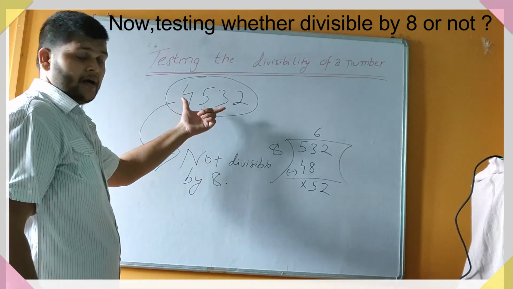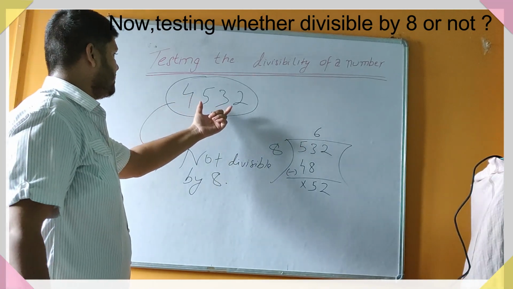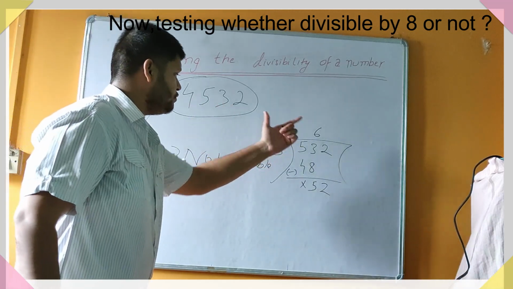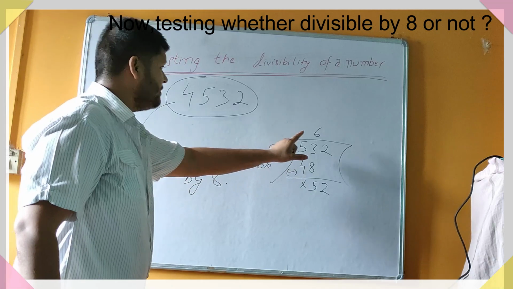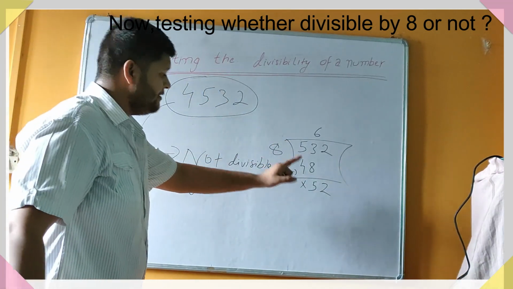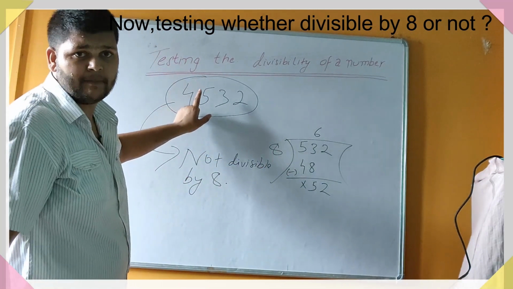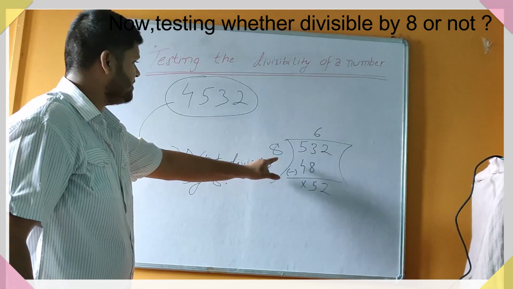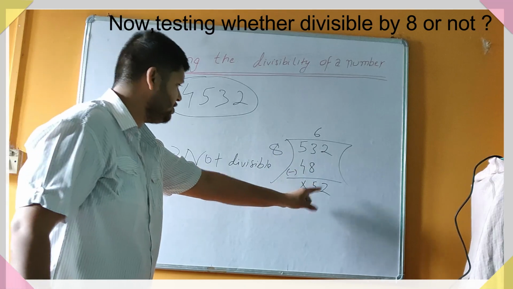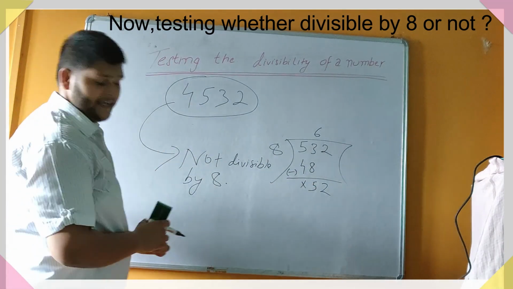So once again I am repeating the process. You have to take the number, and then take the last 3-digit number and divide it by 8, and see whether it is completely divisible by 8 or not. If it is completely divisible, leaving remainder 0, then we can say that this whole number is divisible by 8. But in this case, when we are trying to divide it, we are not getting the remainder 0. That means we can say this number is not divisible by 8.